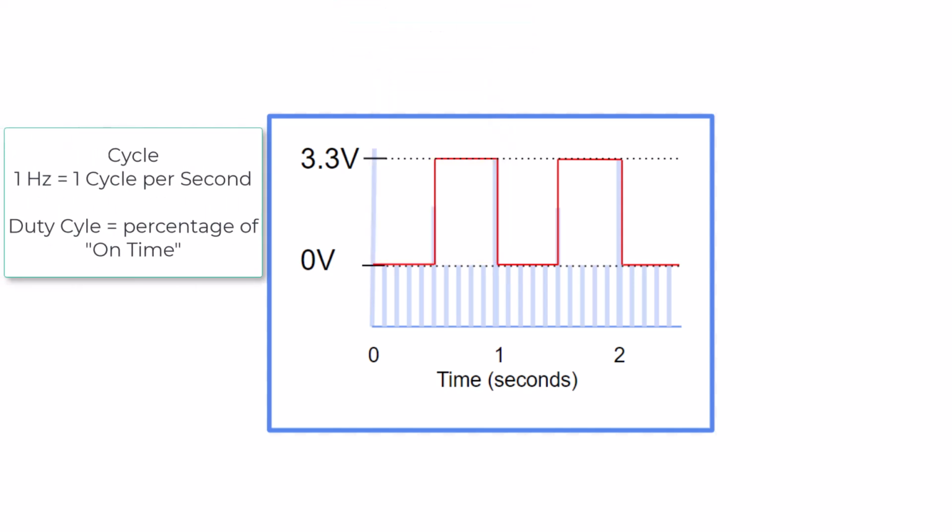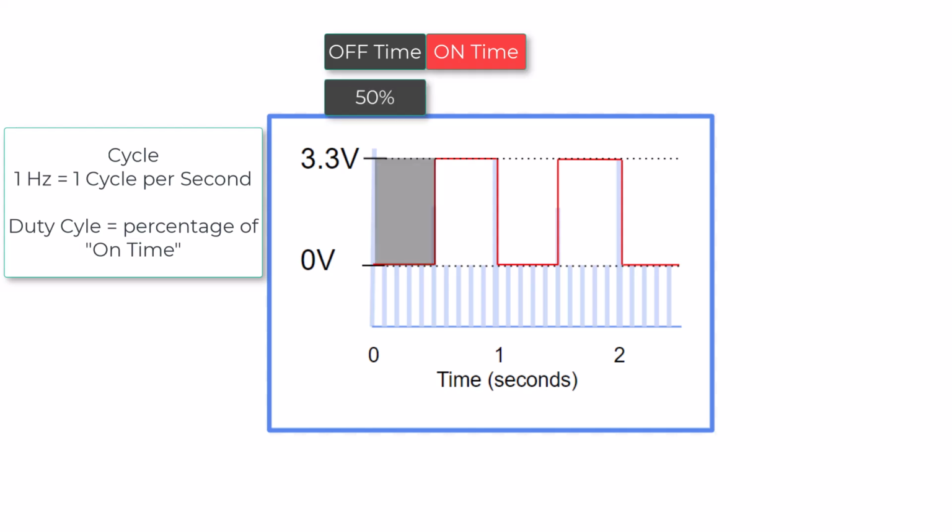The next term we need to define is duty cycle. The duty cycle represents how long the signal stays high, or the percentage of time the signal is on during one cycle. In this example, the signal is off for half the time and on for half the time, meaning this signal has a 50% duty cycle.